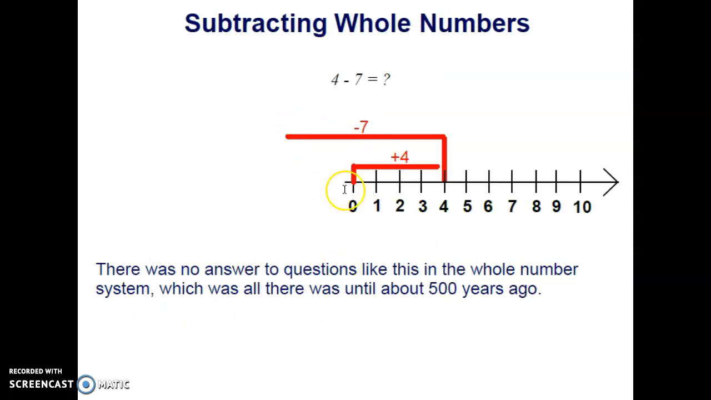We're left with a mystery. Something needs to go here, but we don't have any whole numbers after 0. So there was no answer to questions like this in the whole number system, which was all there was until about 500 years ago.